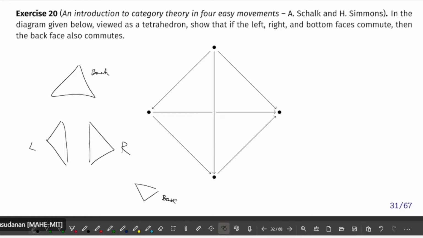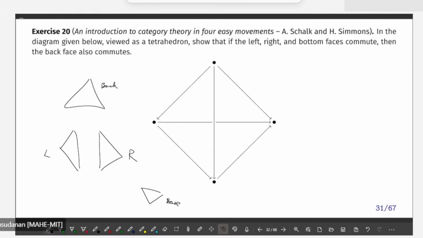So anyway, the question is about this base or bottom. The left, right, and bottom faces commute. Show that the back face also commutes. I can name the arrows if you want, so that you can speak. Say F, G, H, P, Q, R. Clear?